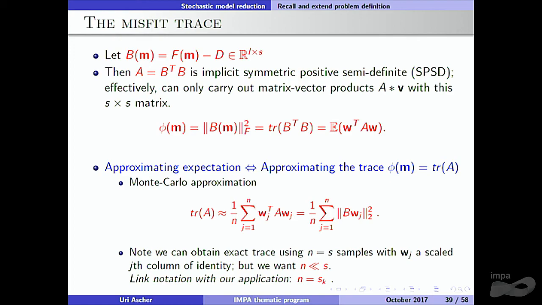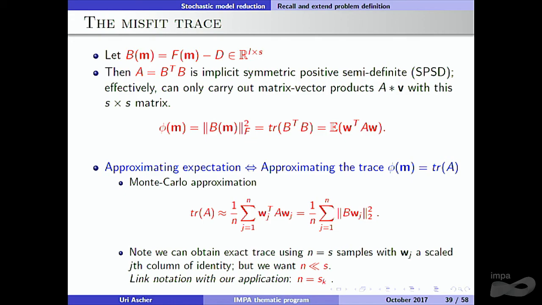Right, so the point is that, again, I think this is the last time I show the same slide here. But there is a little difference. Before we had little n, and we asked how large n should be, and now I'm saying that this little n is S sub k, in the kth iteration. So we use this general randomized algorithm for linear algebra in the context of our inverse problem.